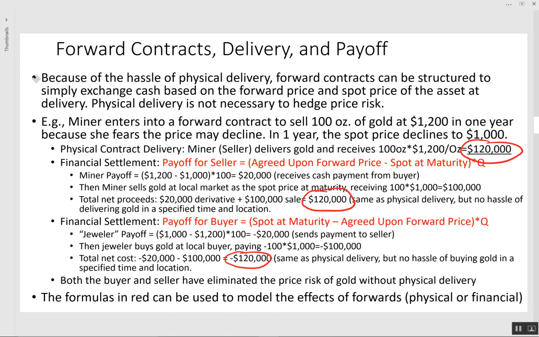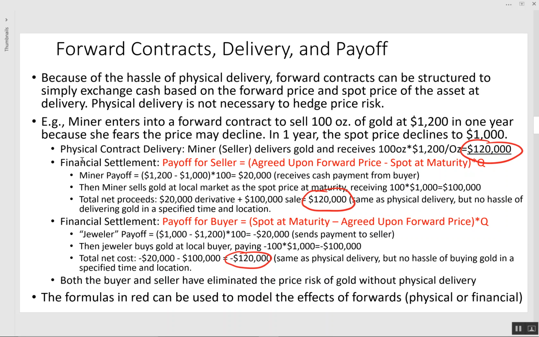Now, you could set up the contract so that it's simply a financial settlement. What that means is you don't actually deliver the gold. What you do is just set up a contract in which one party pays the other based on the price of gold. So what if we set up the contract so that the payoff for the seller, the miner in this case, is whatever the forward price is, say $1,200, minus whatever the spot price turns out to be, say it does go down to $1,000 next year, times some quantity, 100 ounces.